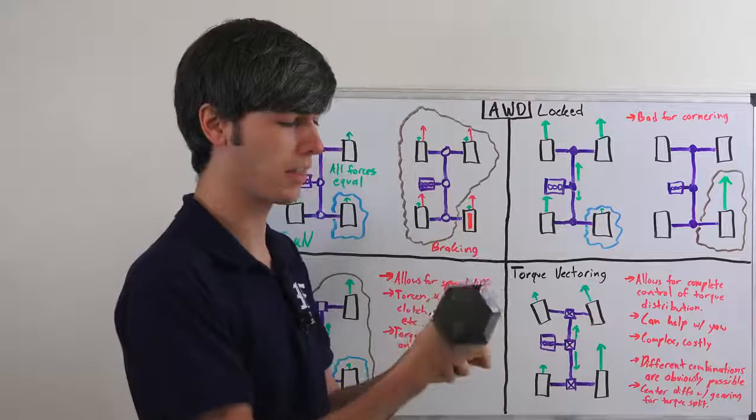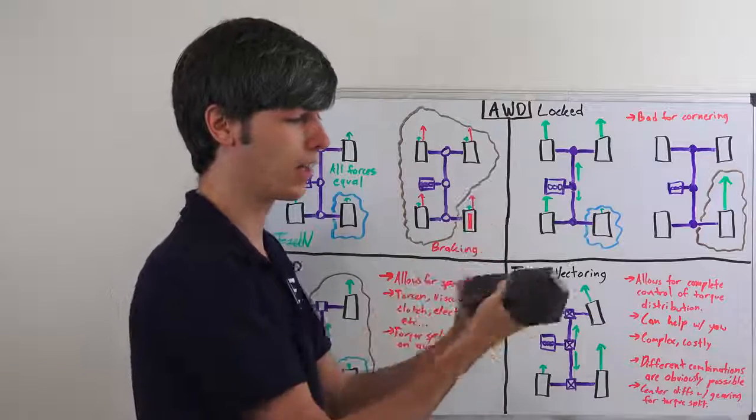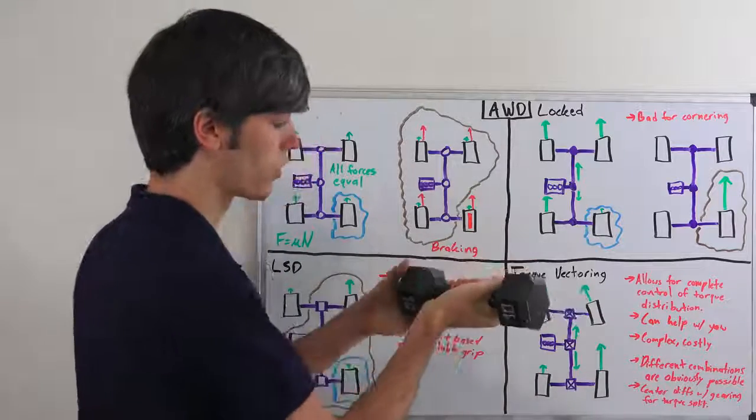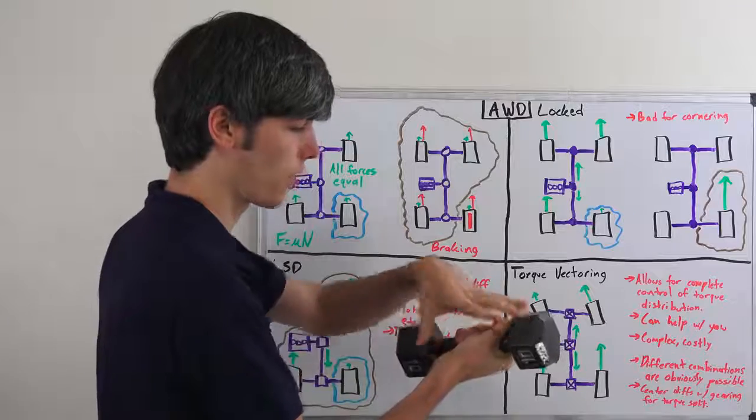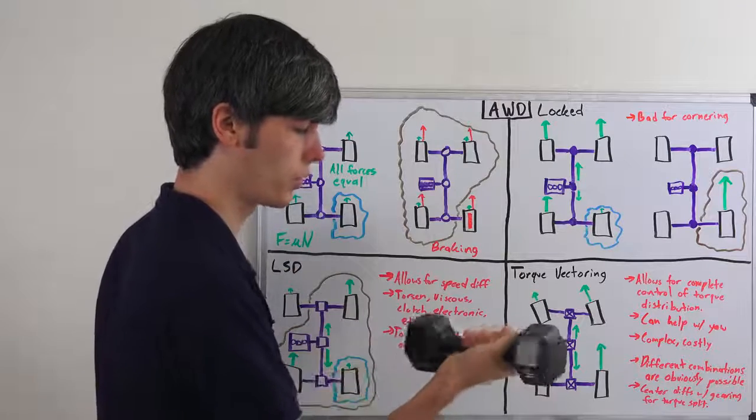And so the easiest way to think about that is if I have my hand here and I want to try and rotate this. So by rotating this, I'm sending all the torque to these 2 wheels and rotating those 2 wheels.